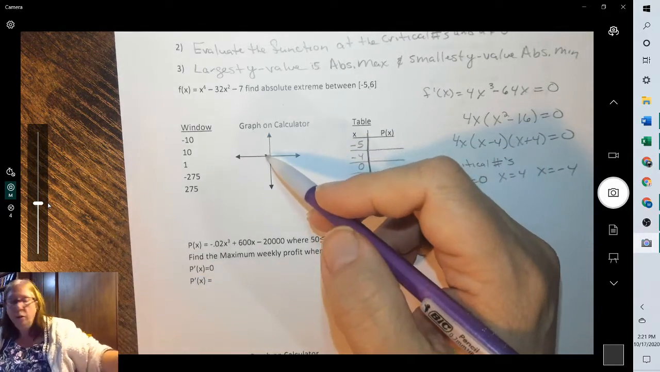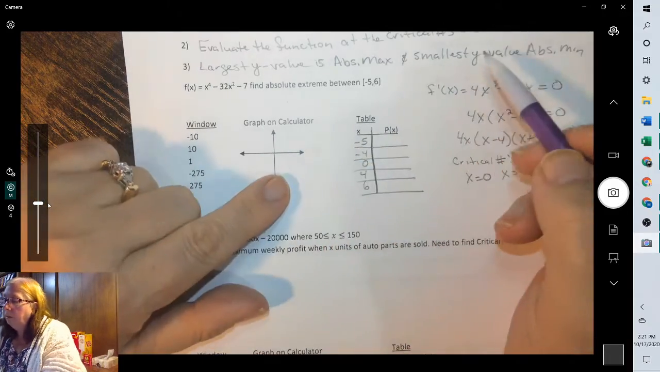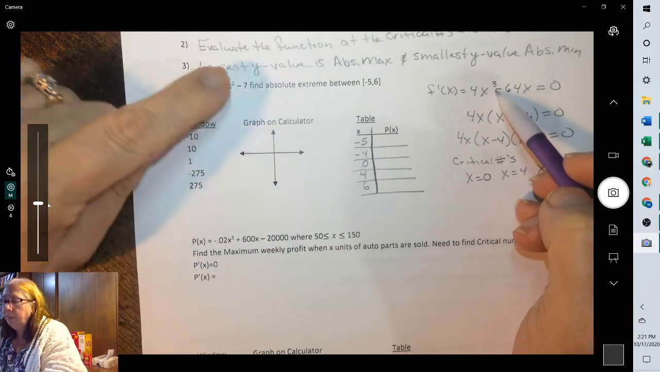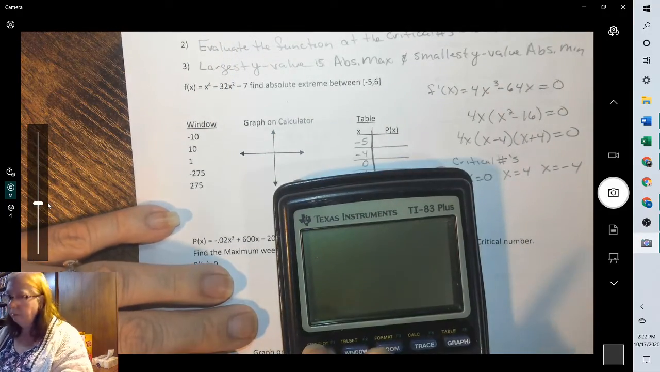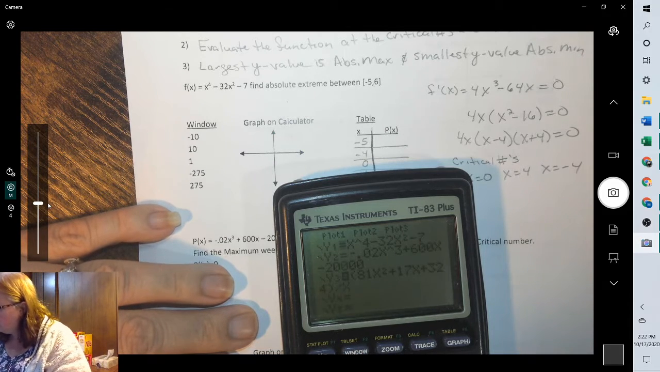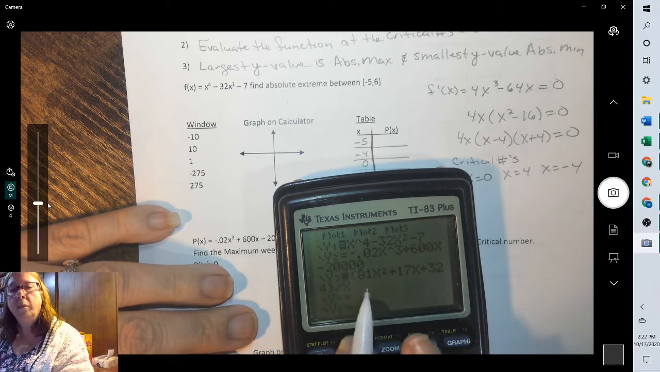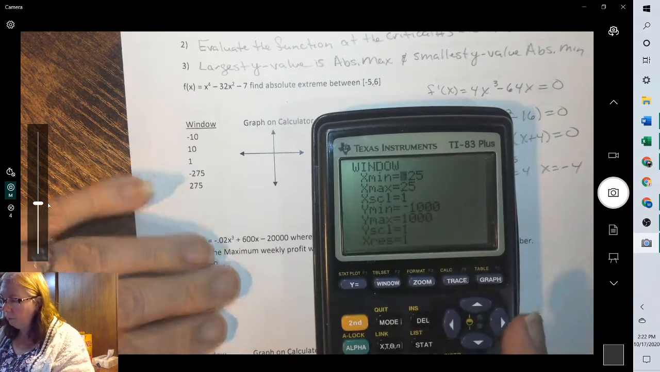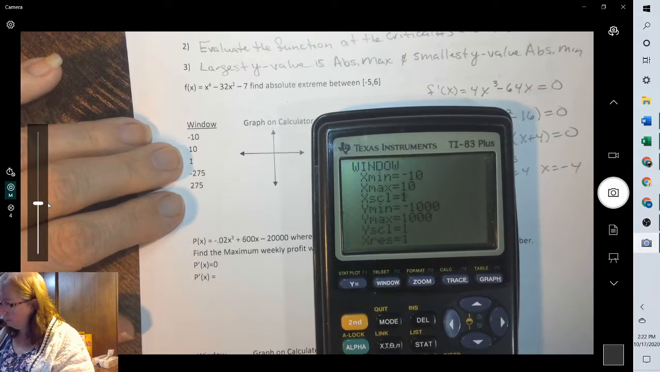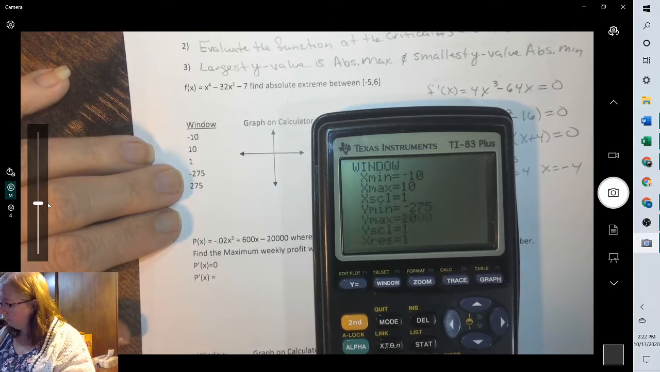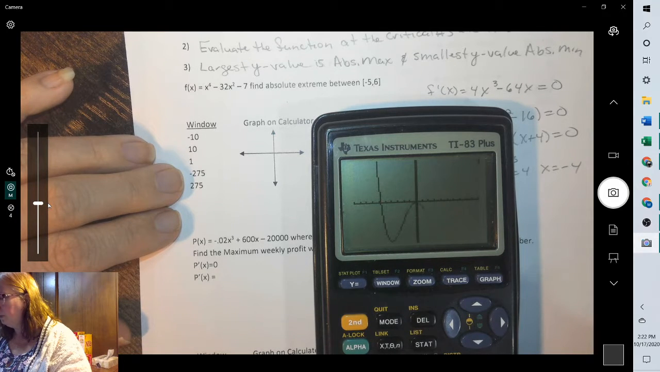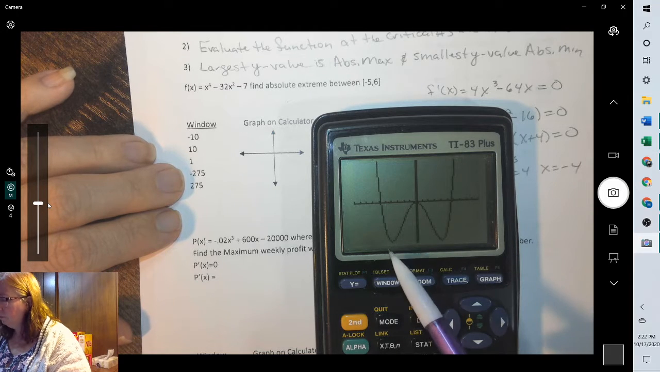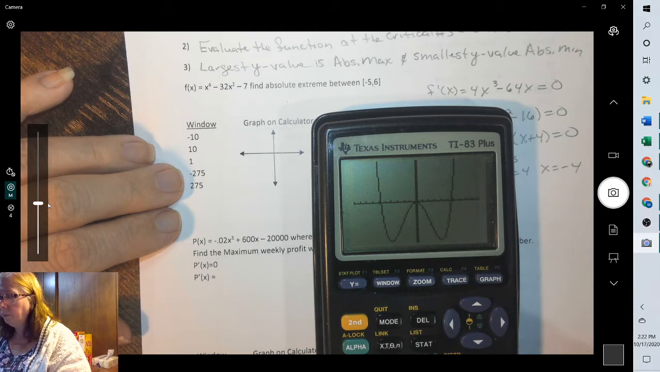Okay, let's graph it. When you're graphing, you want to look at where your derivative is and take the one before. I already put it in here. It's the first one. So you plug it into y equals, go to your window, -10, 10, -275, and 275, and you hit graph. We know that there should be 3 bends in the graph, 1, 2, 3, because we had 3 critical numbers.